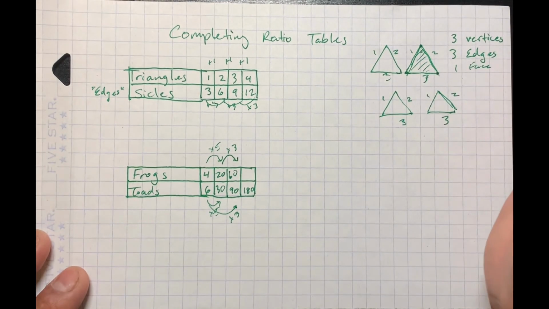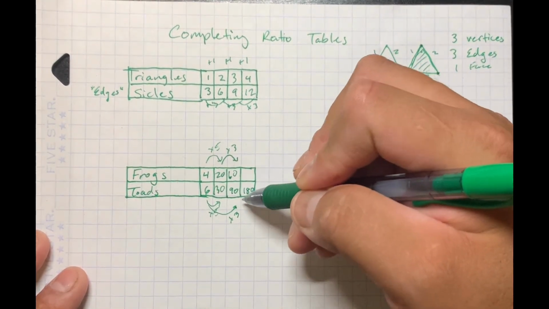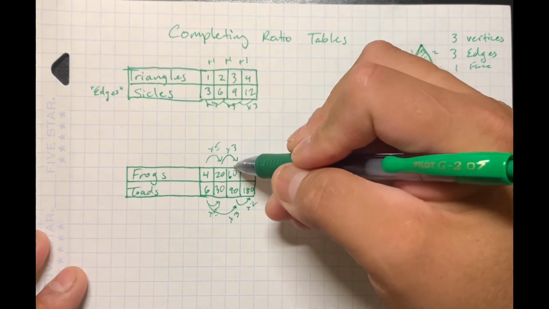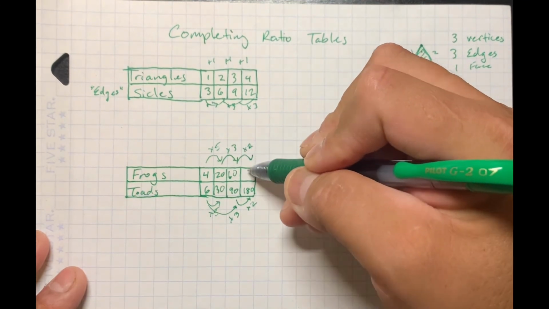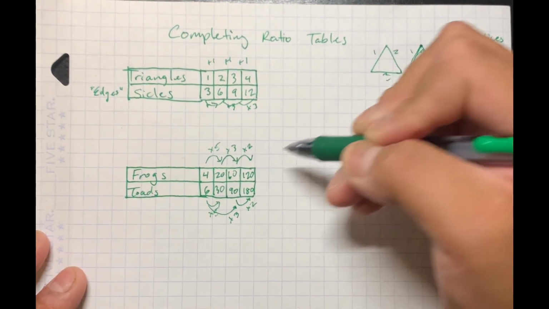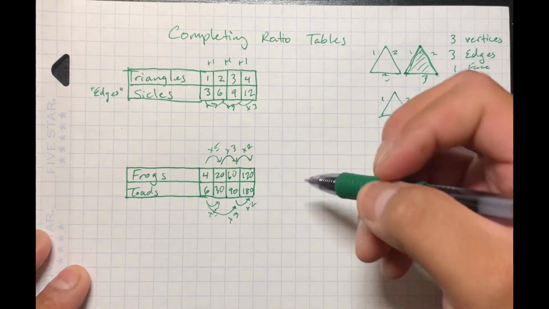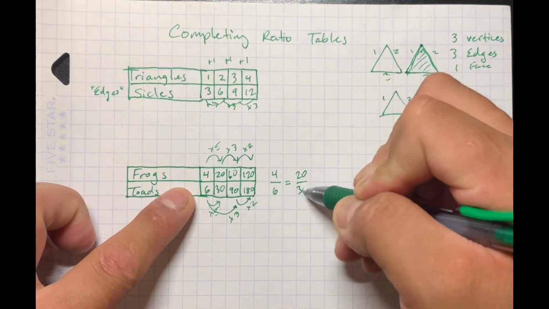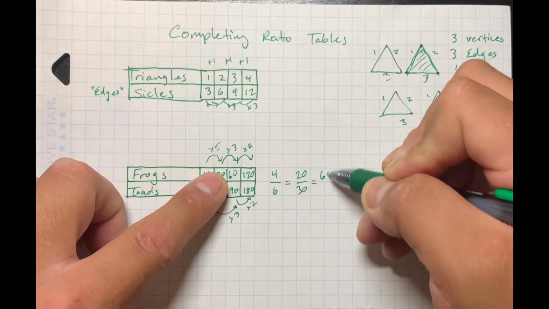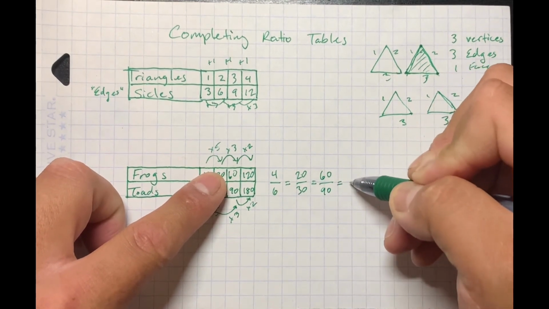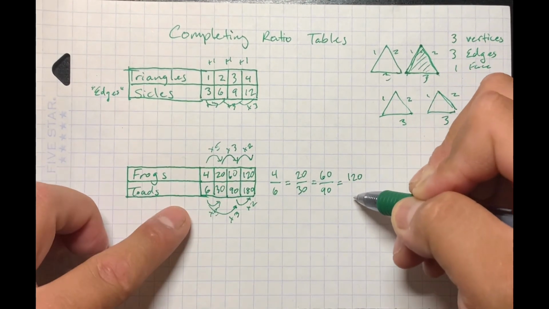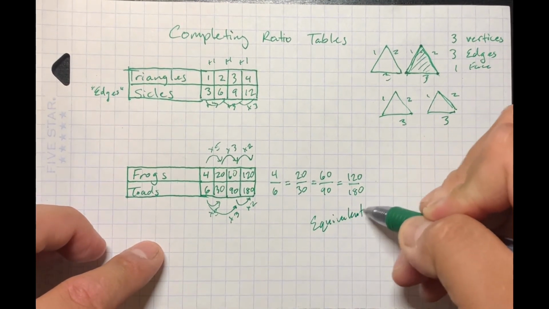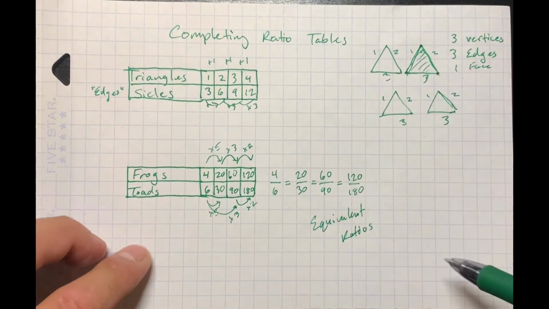Okay, you see that? So 90 here. So we multiply 90 times 2, we're going to get 180. If we multiply 60 times 2, we're going to get 120. Now again, all of these are equivalent ratios. So 4 to 6 is equivalent to 20 to 30. That's equivalent to 60 to 90. And that's equivalent to 120 frogs to 180 toads. So again, these are all equivalent ratios in this ratio table.